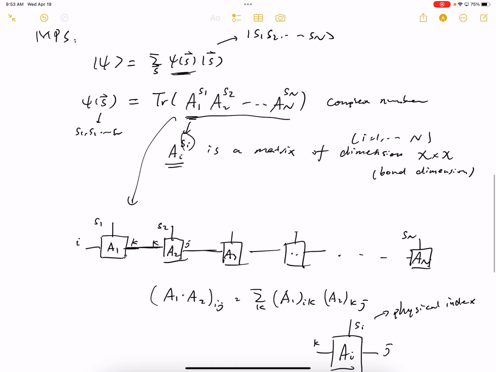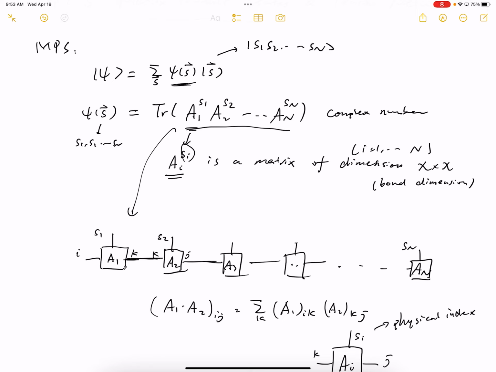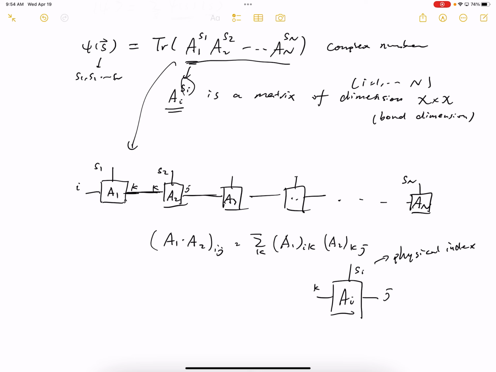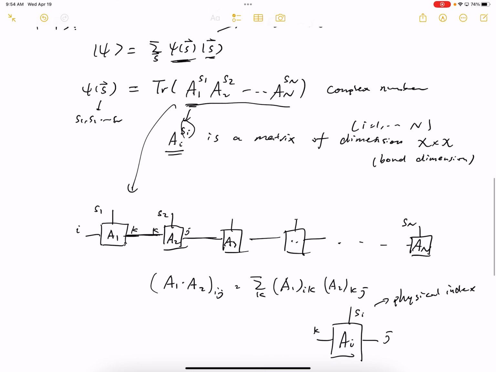because the reason why it's called physical is because it depends on the state you are looking at, the basis state. So it depends on S_i, which is the physical state you are in, right? So if you are in that state S_i, then what is the wave function coefficient? That is related to this leg here, the index S_i. And of course, when you fix the S, these are just standard matrices, and you do a matrix multiplication. This is why it's called a matrix product state.